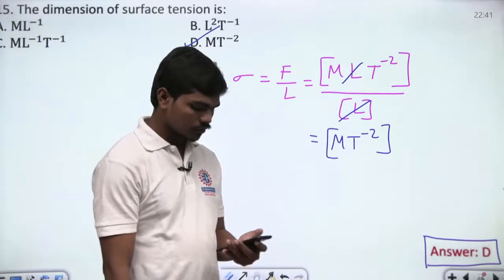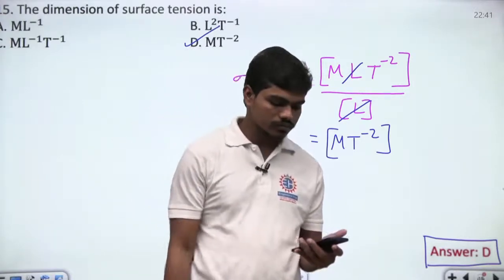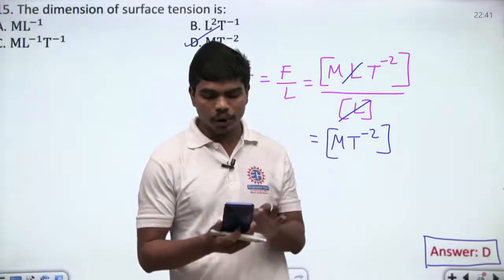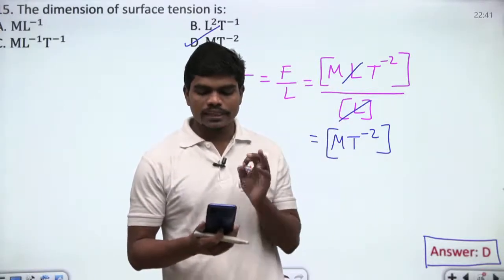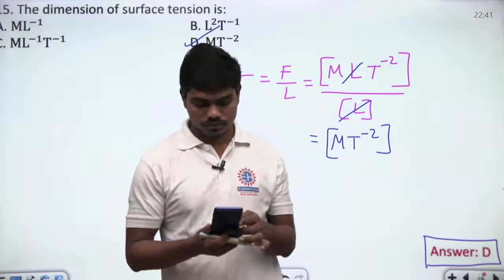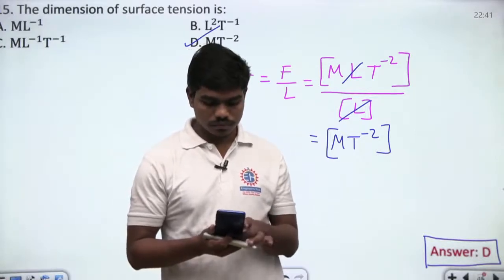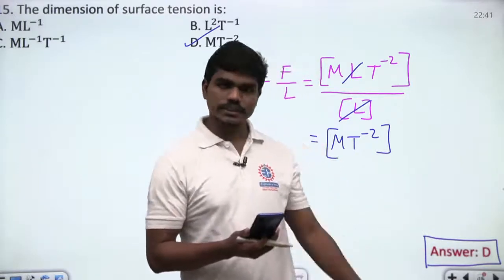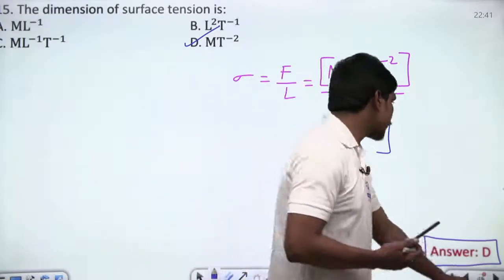Are you all clear till this point? Yes or no? So please do type. Are you all clear? Yes. So D is the correct answer. Fine. Let us go for the next question.